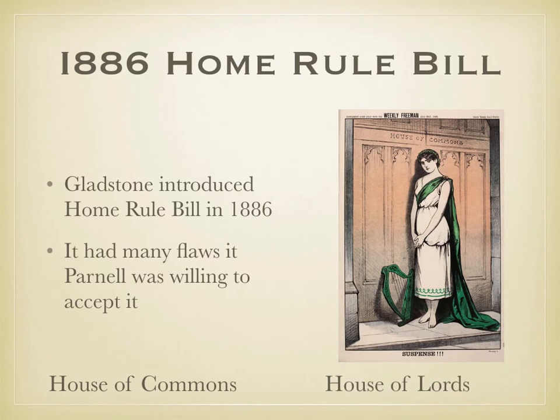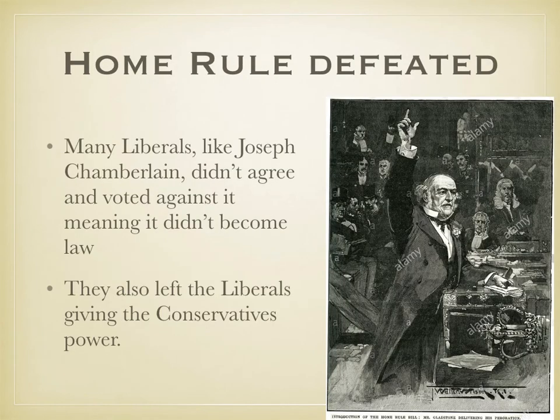Now, Gladstone introduced the Home Rule Bill in 1886. It was not perfect and it had many flaws, but Parnell was willing to accept it. However, many of Gladstone's colleagues, the Liberals, including prominent members like Joseph Chamberlain, were not willing to accept it. The party split over it, with many voting against it and leaving the party for good and joining the Conservative Party. And this was to start a new 20-year period of domination for the Conservative Party, who now completely renounced ever wanting to introduce Home Rule.